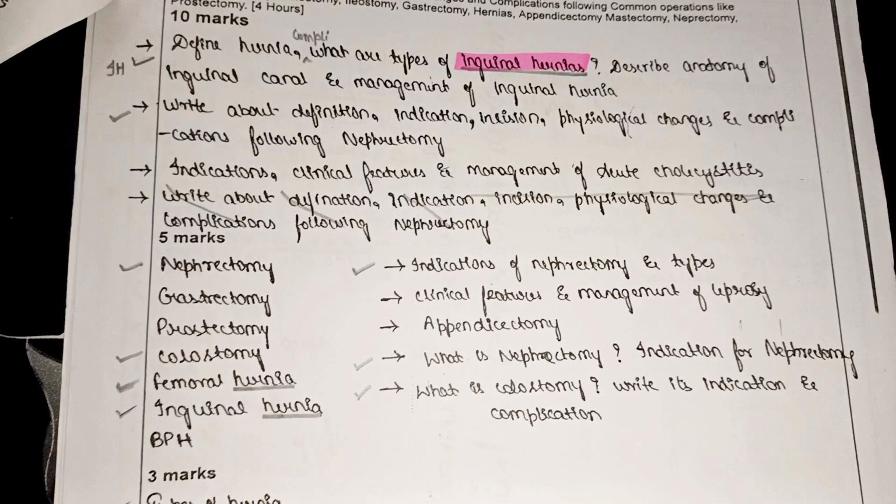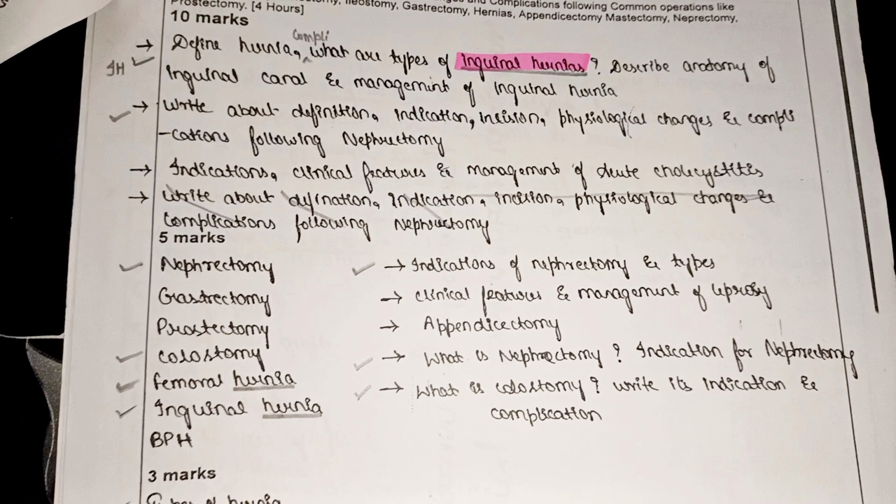Next, in 5 marks, we have nephrectomy, gastrectomy, prostatectomy, colostomy, femoral hernia, inguinal hernia, BPH, that is benign prostate hypertrophy, indications of nephrotomy and its types, clinical features and management of leprosy, appendicectomy, what is nephrectomy and indications of the same, what is colostomy and write its indications and complications.